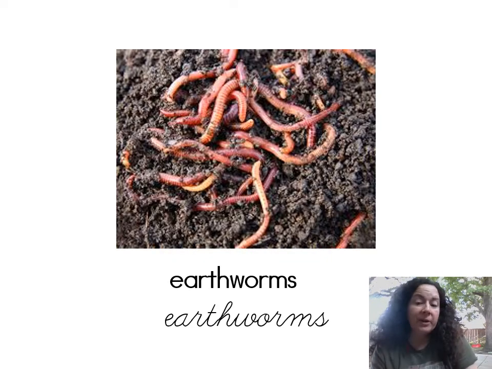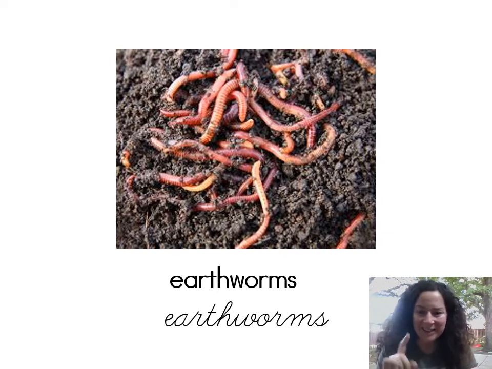So the first ones we're going to learn about are the earthworms. They have soft skin, they have rings on their bodies, and if you look at them very closely, they have little bristles on their body, little hairs that help them move. They do not have ears or eyes.